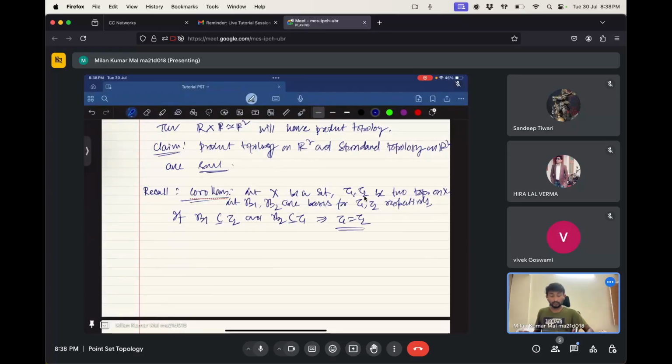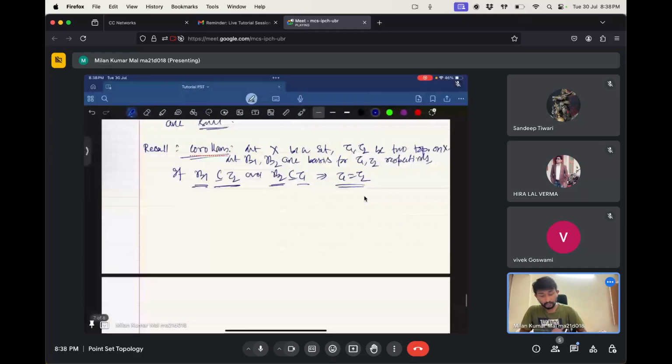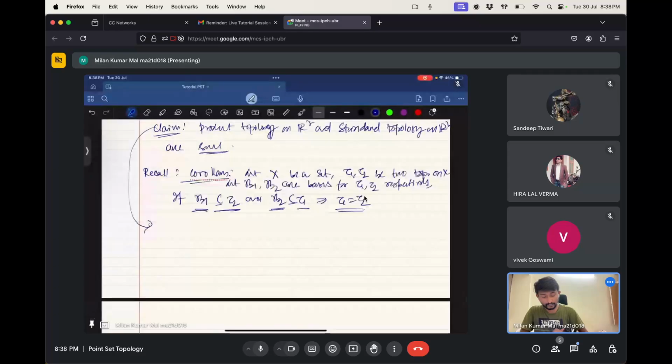So now what is that? Beta 1 is the basis of tau 1, and that is contained in the topology tau 2. Beta 2 is the basis of tau 2, and that is contained in the topology tau 1. Then tau 1 is equal to tau 2, that I will prove. Now here, this claim I will prove.